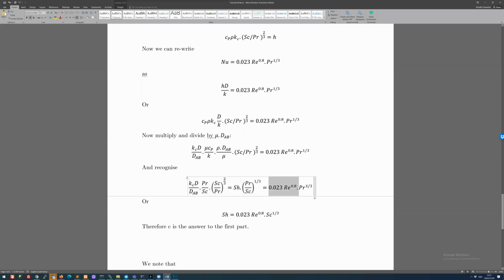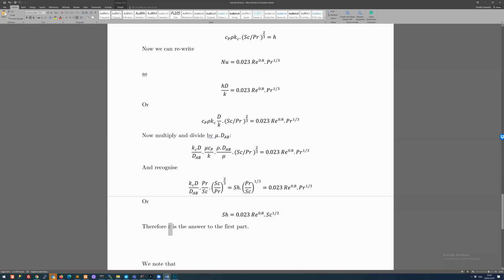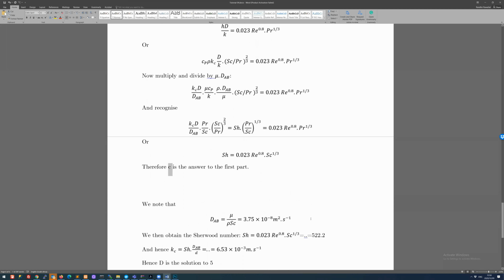And then you've still got the right-hand side there. If you look at this, your Prandtl to the 1/3 can cancel with this Prandtl to the 1/3. And then you can multiply out the Schmidt to the 1/3 here, leaving us with Sherwood equals 0.023 Reynolds to the 0.8 times Schmidt to the 1/3. Right, so the Dietrich-Butler relationship is equivalent to this form, and so that's C in the list of options.